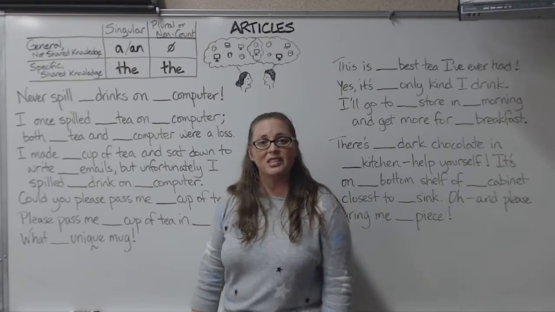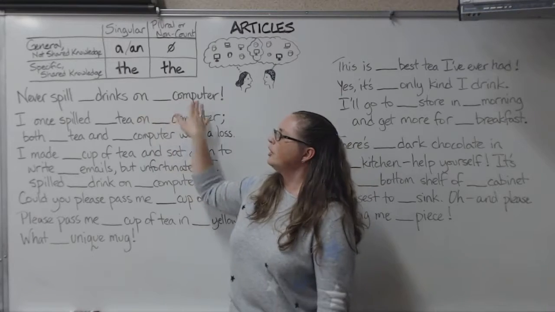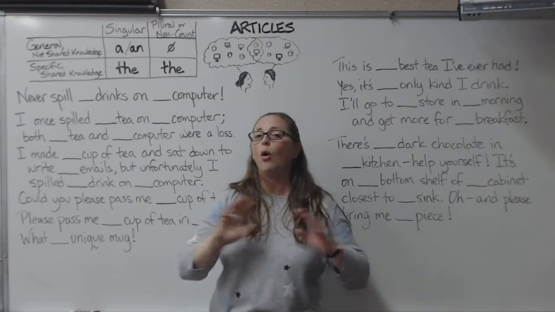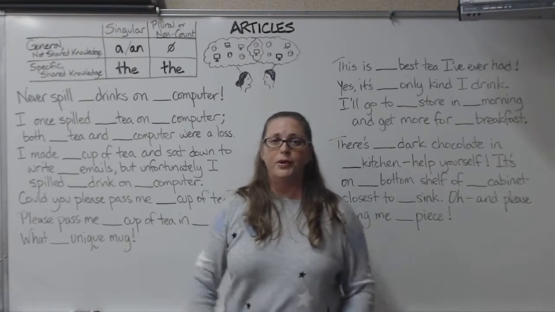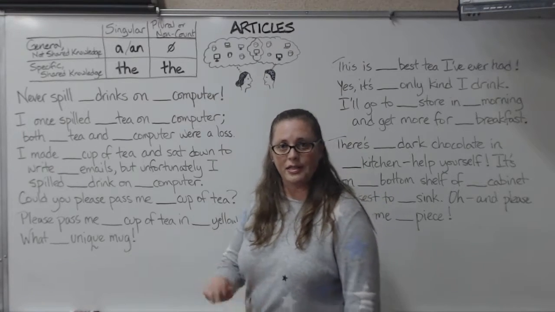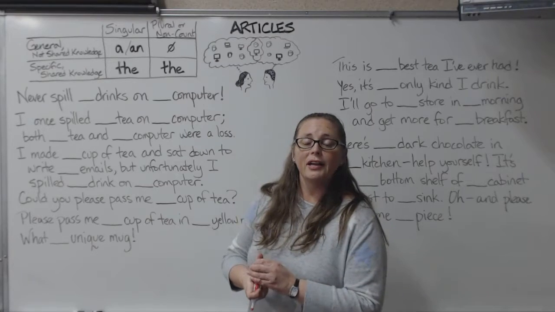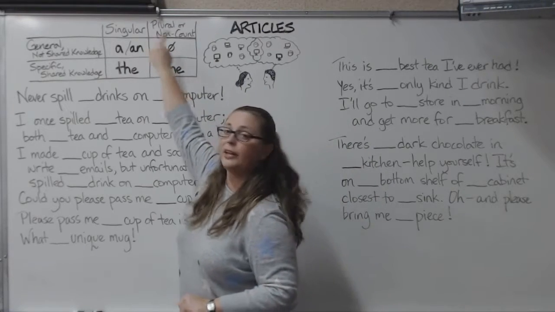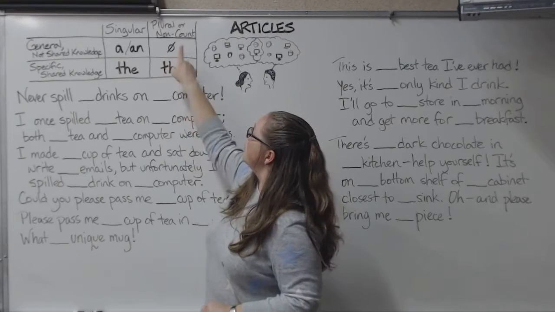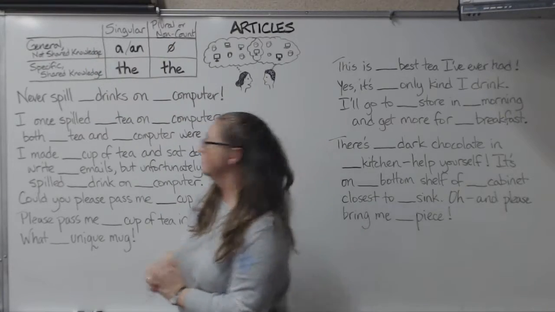We'll look at some specific situations. So, this first one, if you look at this sentence, you should realize that we're talking here about all drinks and all computers. This is a very general reference to drinks and computers. So what are you going to do? Drinks is what kind of a noun? It is a plural noun. So, no article. It's general, plural.